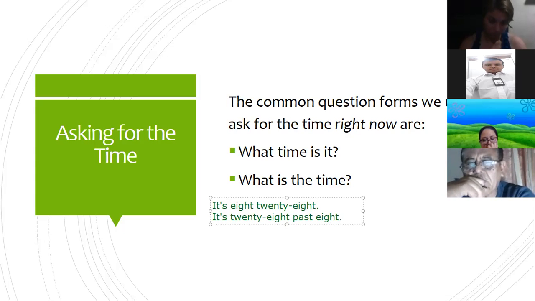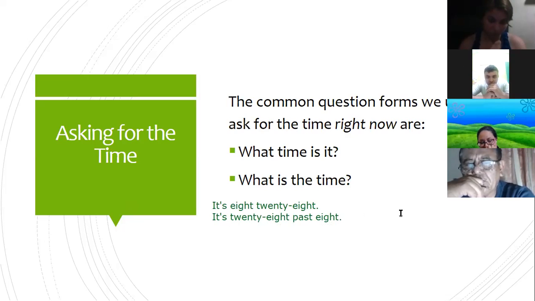Y ambas están correctas, okay? So you can tell me it's 8:28, or you can also tell me it's 8:28, okay? So what is the time? It's the same question. Es la misma pregunta, ¿verdad? The most commonly used is what time is it? It's the first one, okay? La que comúnmente se utiliza es la primera.